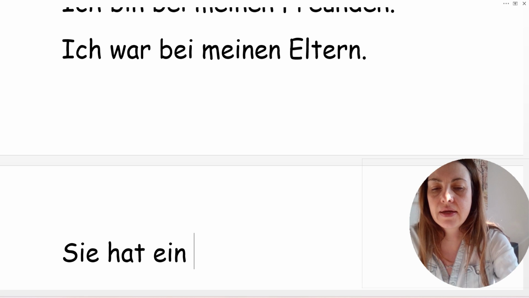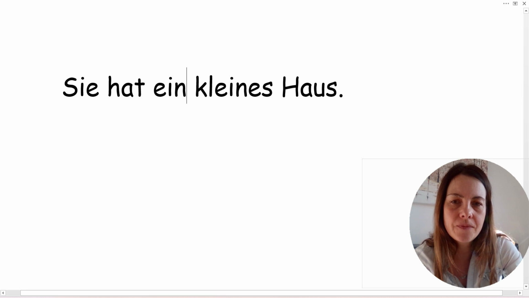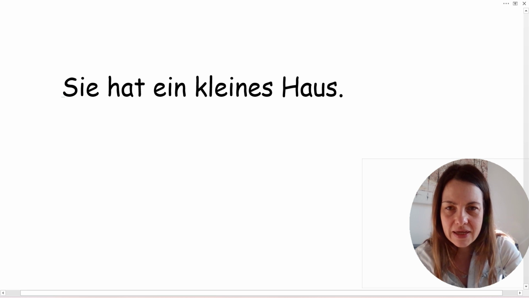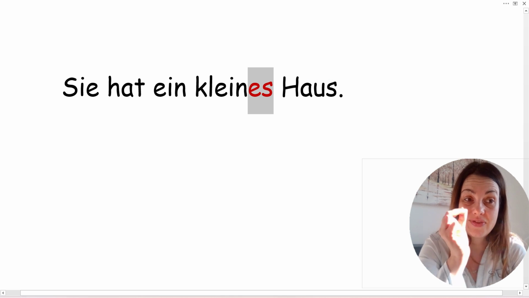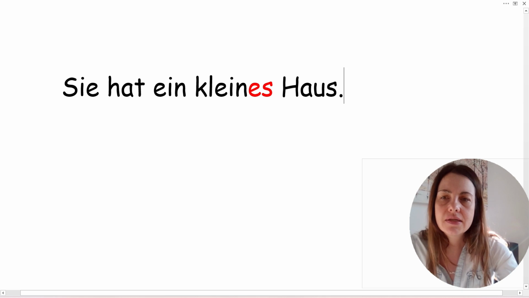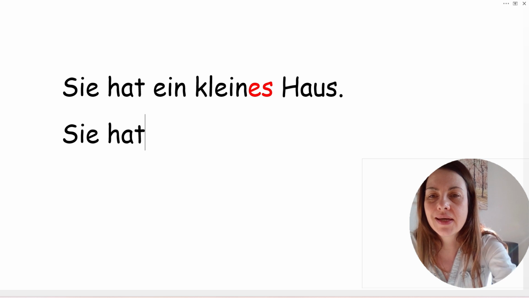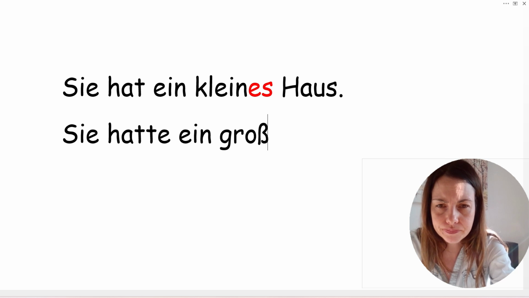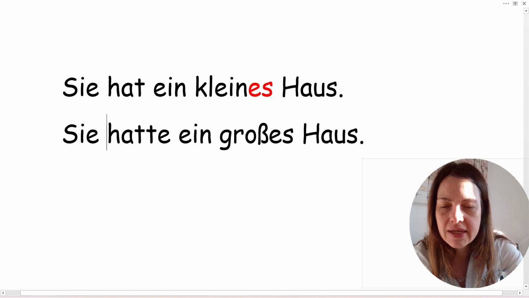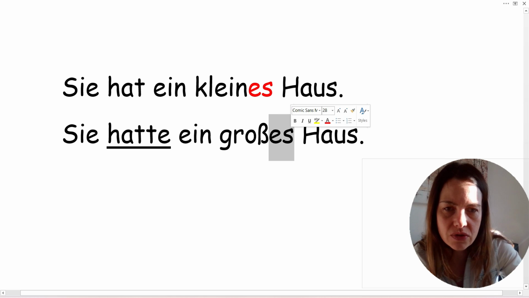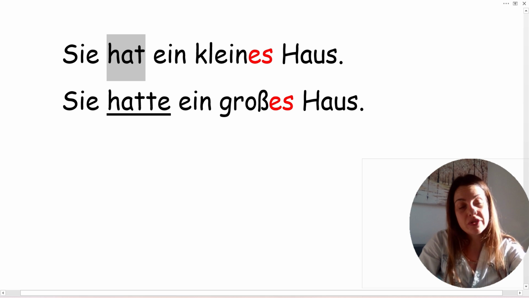Okay. Sie hat ein kleines Haus. She has a small house. Sie hat ein kleines Haus. Haus ist das Haus. That's why we have kleines, because of das Haus. Sie hat ein kleines Haus, but before she had a big house. Sie hatte ein großes Haus. She had a big house. But now, sie hat ein kleines Haus. So it's very easy.